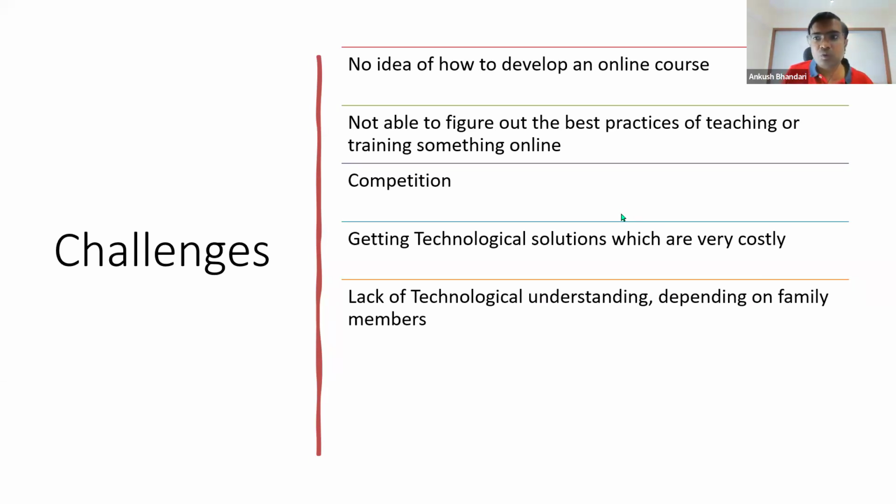Then there is a lack of technological understanding, depending upon family members. I don't know how to use all the tools, right? That is why I'm chasing my family members, my daughter, my son, my husband, or my friends, to help me with technology.